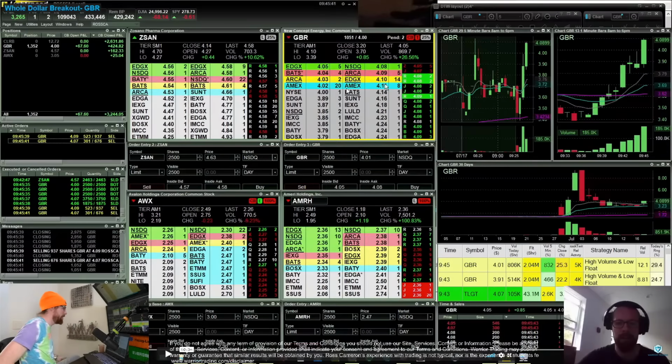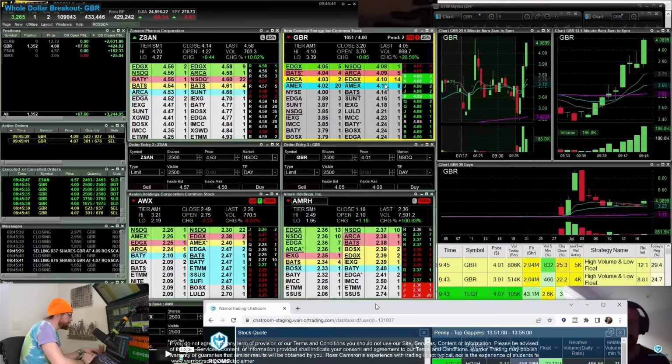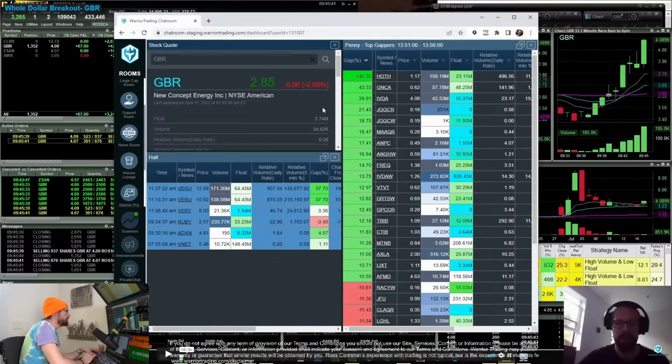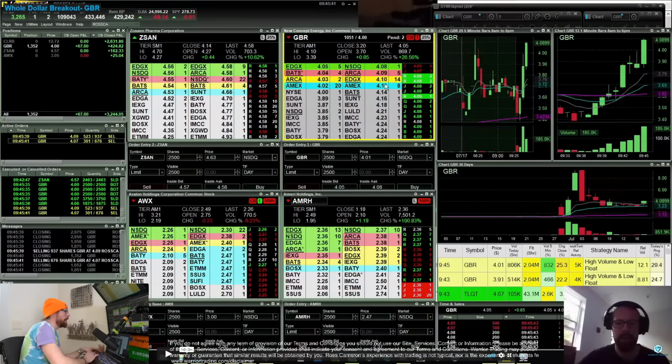This is GBR. This is a stock that I have traded a few times over the years, on and off. The float on GBR today, so I can just check in my software here, the float is 3.74 million shares. We can see that right here. So this is a pretty low float.